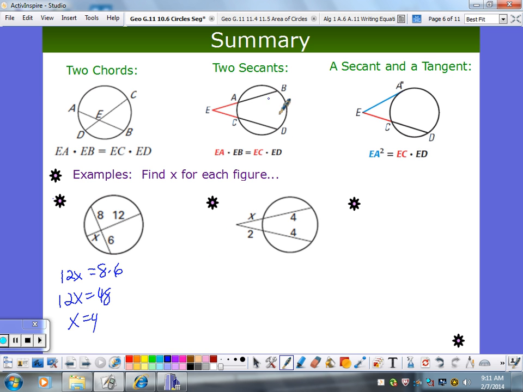Okay, looking at one with two secants. Be careful with these. Be really careful. You know what you're tempted to do? x times 4 equals 2 times 4. Don't do that. Don't. Stop and think.